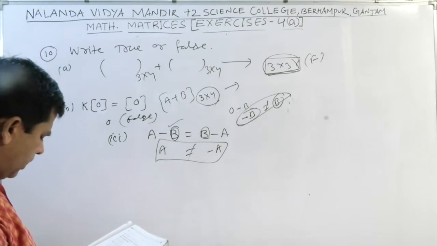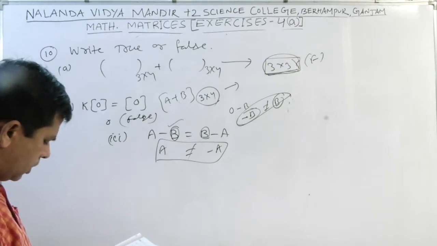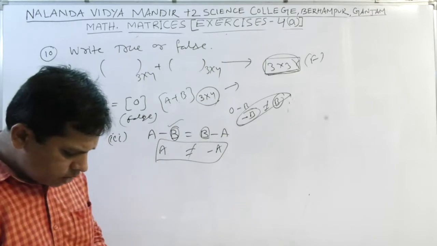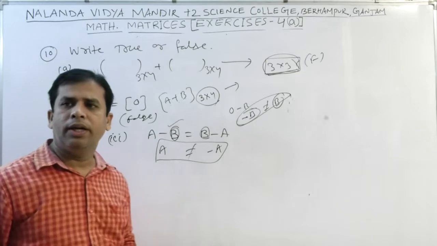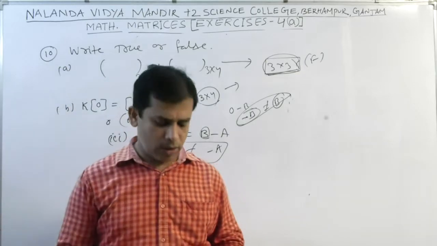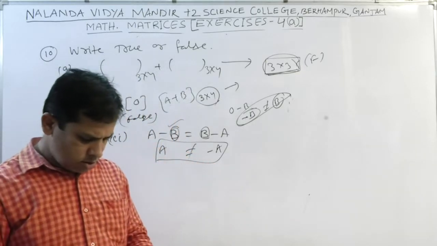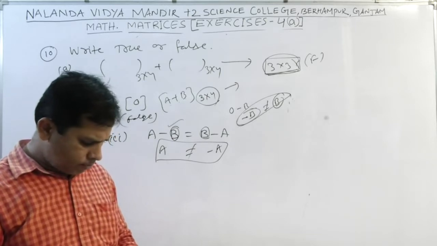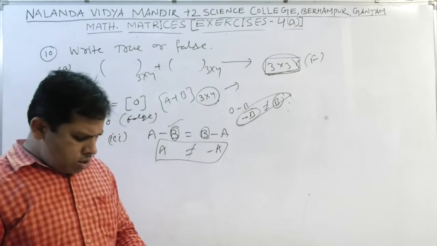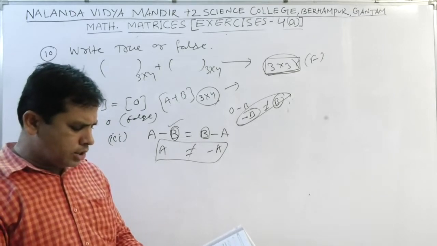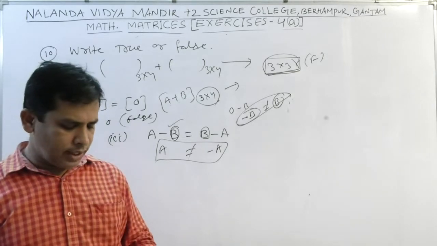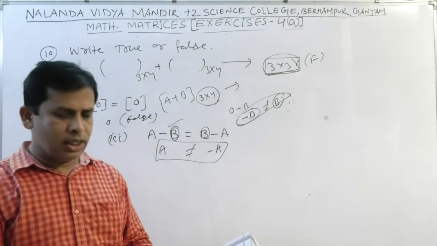Similarly, the fourth bit: A plus B is equal to B plus A if A and B are matrices of the same order. The order is the same, so A plus B is the same as B plus A. It is a true statement. Now, the fifth: if we add these, we get a 0 matrix. Therefore, it is also true.